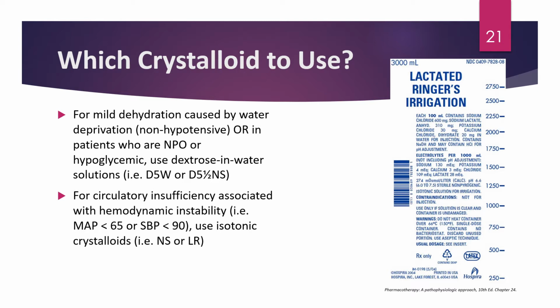But if you have a patient who's hypotensive as a result of hypovolemic shock, then you want to use the isotonic crystalloids, because those will get more into the vasculature than our hypotonic solution like D5 or our hypertonic solution like the D5 half NS.